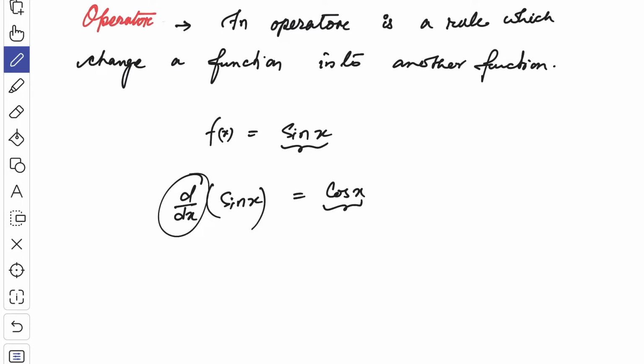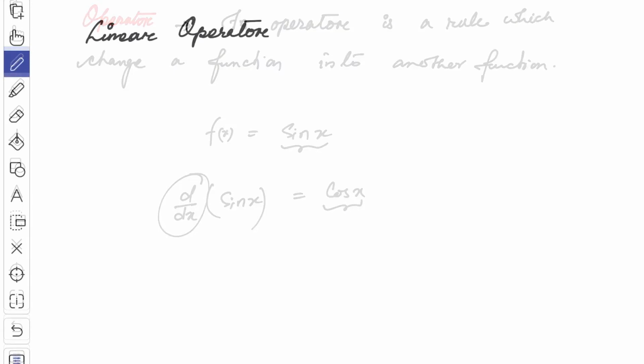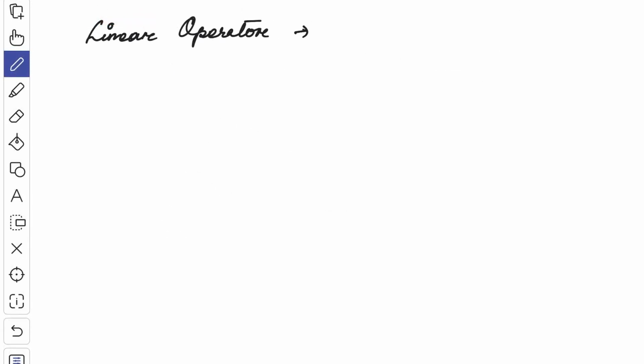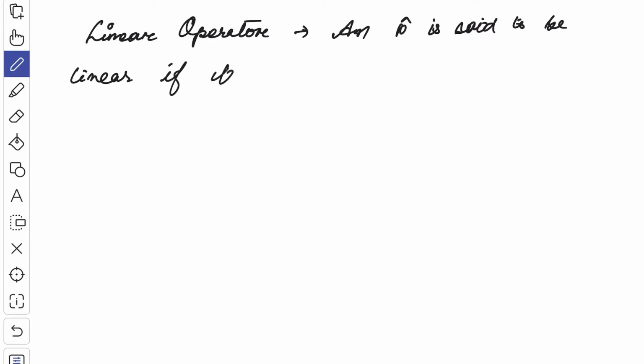Now we may have different types of operators: linear operator, identity operator, null operator, inverse operator, and so on. So let us discuss those things. What is a linear operator? An operator, suppose we have p cap, is said to be linear if it satisfies the following conditions.